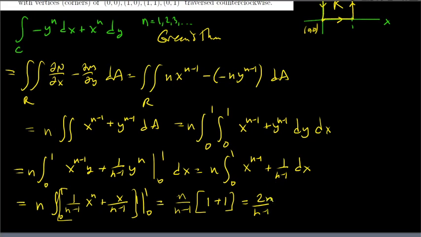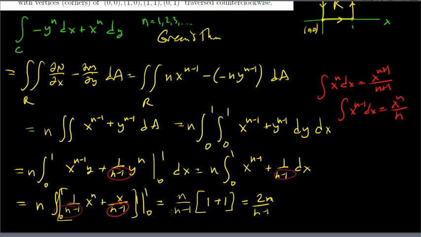Maybe I'm missing something here. Because I don't think that's right. What did I do wrong? Oh, I know what I did wrong. I forgot the power rule. Right? It's x to the n plus 1 over n plus 1. So if you're integrating x to the n minus 1, you just get x to the n over n. So these n minus 1s here should have just been n's the whole way.